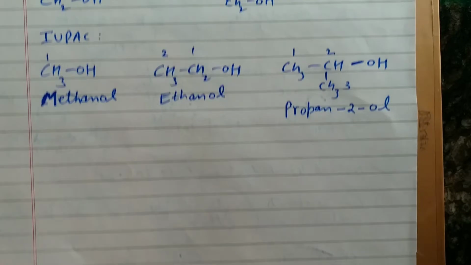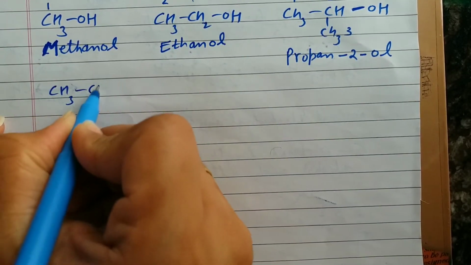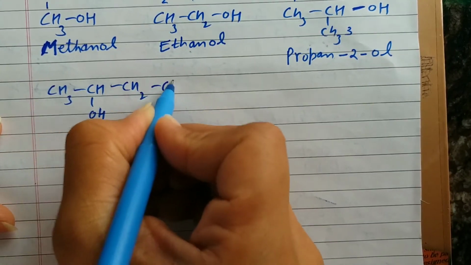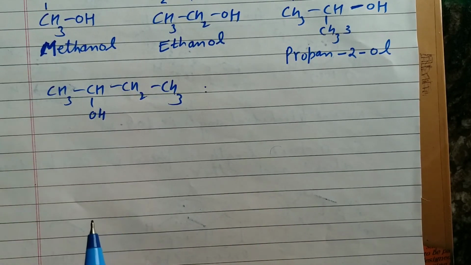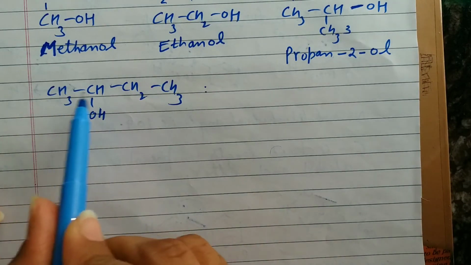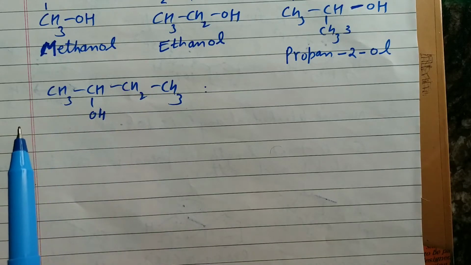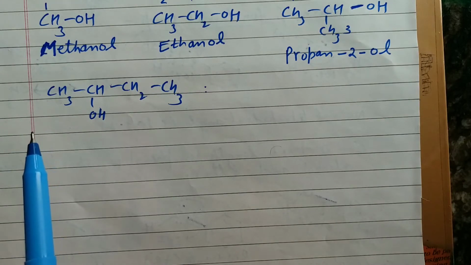Let's take more examples. Suppose I have this compound, CH3CHOHCH2CH3. Now you can easily see that the longest carbon chain here is of 4 carbon atoms, 1, 2, 3, 4. Now whether to number it from left or right, you will decide on the basis of which side the functional group comes at the earliest.